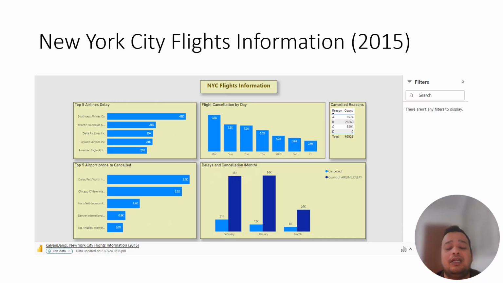In this slide, we will explore the New York City flights data for 2015 using a table, a cluster bar chart, and a cluster column chart. These visuals were selected to provide detailed data and offer a different perspective for analysis. The table displays the reasons for flight cancellation, giving us a clear understanding of why flights were cancelled. The cluster bar chart shows the top 5 airlines with the most delays and top 5 airports with the highest cancellation rates, allowing us to compare these metrics side by side.